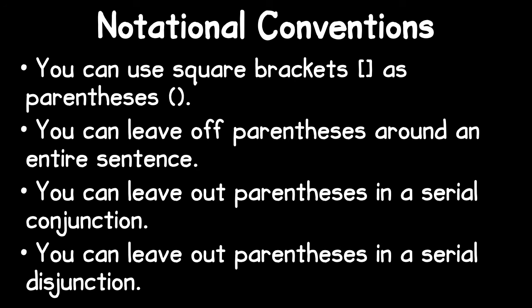Finally, we're going to adopt notational conventions. And these notational conventions are exactly the same as the ones we adopted for SL. You can use square brackets as parentheses. You can leave off parentheses around an entire sentence. You can leave out parentheses in a serial conjunction, this and that, and that, and that. You can leave out parentheses in a serial disjunction, this or that, or that, or that. We adopt these to make life easier for ourselves, but they really aren't a change to the official definitions.